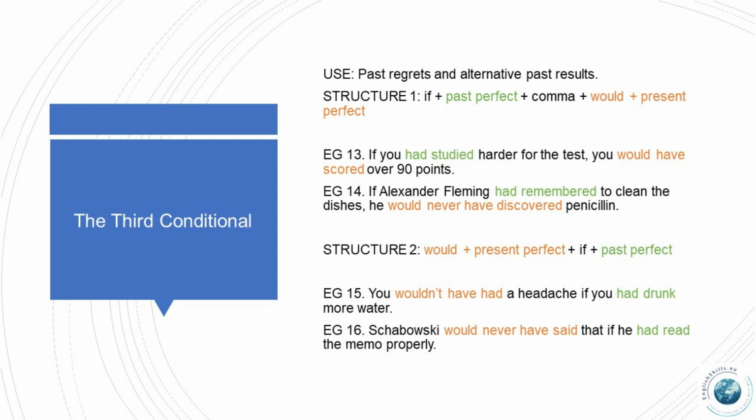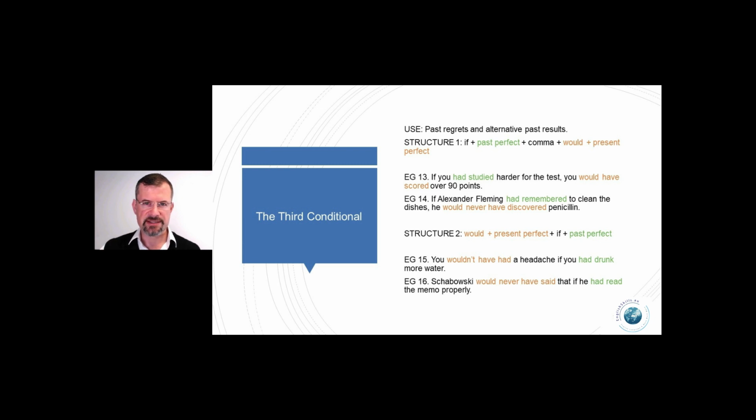Example 14. If Alexander Fleming had remembered to clean the dishes, he would never have discovered penicillin. If you don't know the story, it's a good one to look up on YouTube. Change the world. Now, had remembered is the past perfect. It's in the if clause. If we were doing the second conditional here, we would just say, if Alexander Fleming remembered, instead of had remembered. So you can always play around with these and just say, oh, how does that change the structure? How does it change the meaning? Well, for one thing's for sure, this is all from the past, therefore there's no way we could use the second conditional, we must use the third conditional.